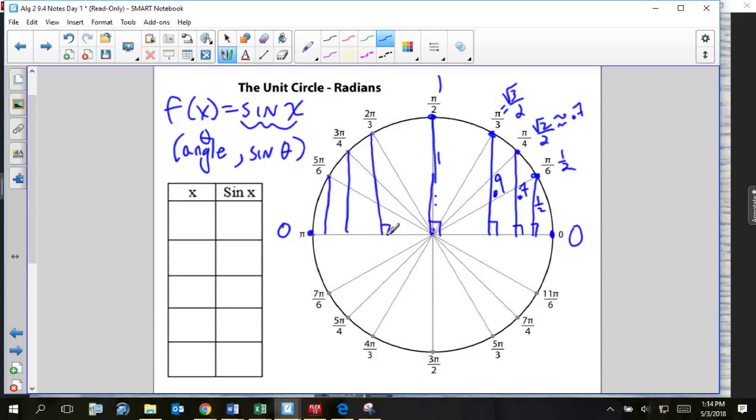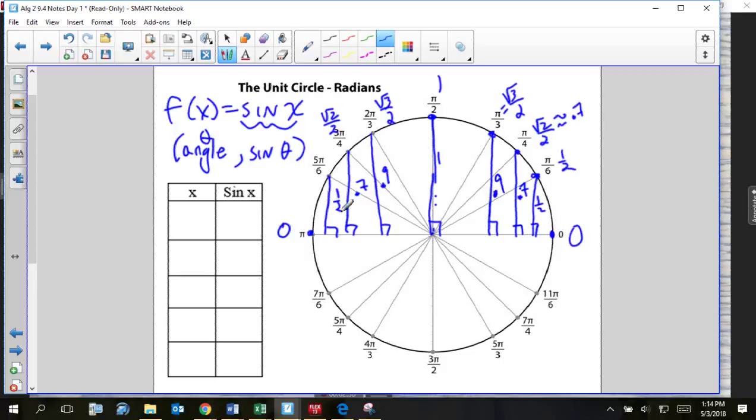Let's put in these values as well. At 2 pi over 3, that's radical 3 over 2, but approximately what? 0.9, we've already written that one down. 3 pi over 4 is radical 2 over 2, which is approximately 0.7. 5 pi over 6 is a half. And then at pi is 0.